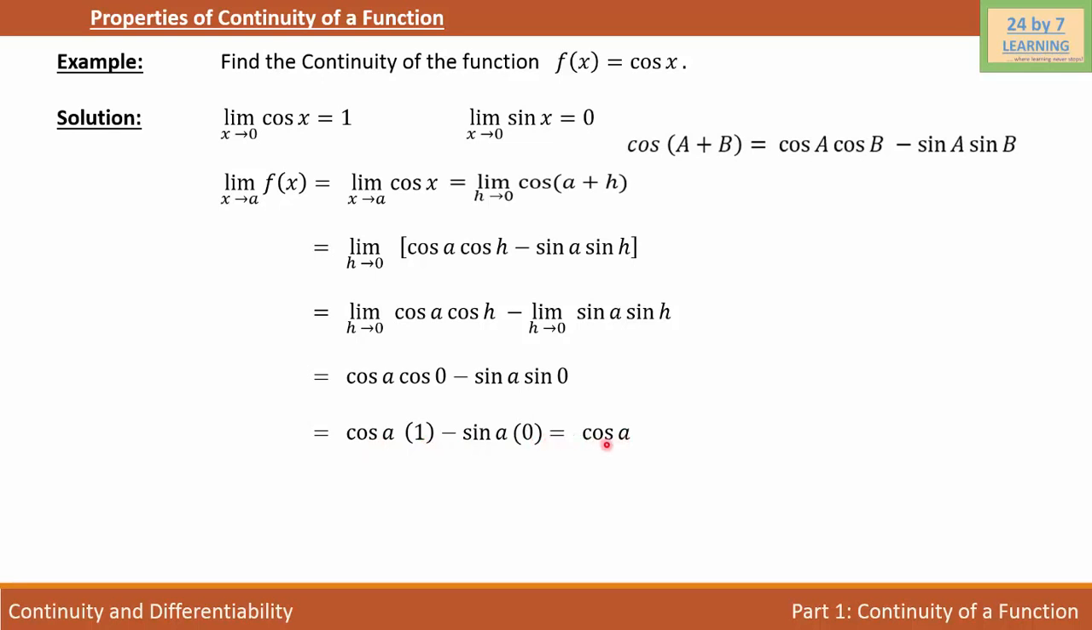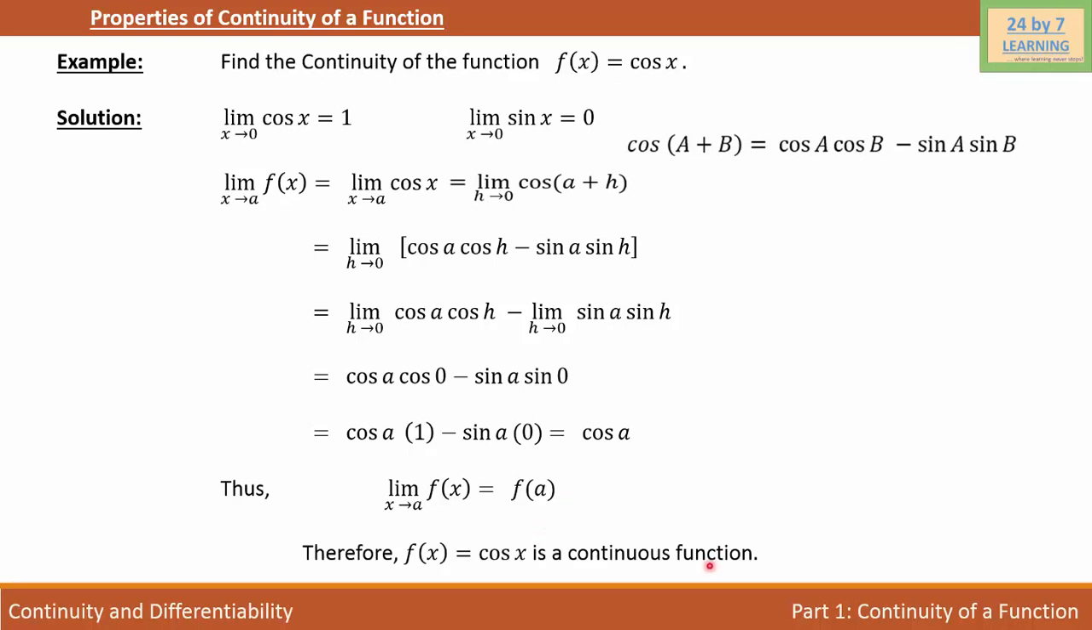Let's find the value of the function at x equals a. If we do that, we can say that the limit as x tends to a of f(x) is equal to f(a). So as you can see, the function is continuous, so we can say that f(x) equals cosine x is a continuous function at x equals a.